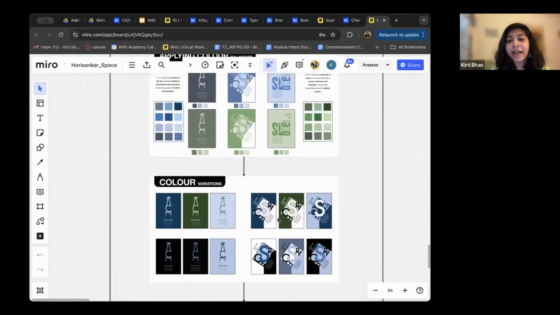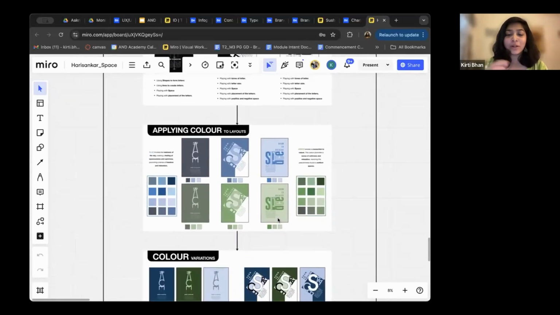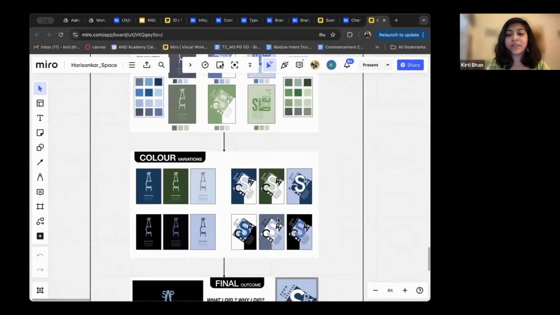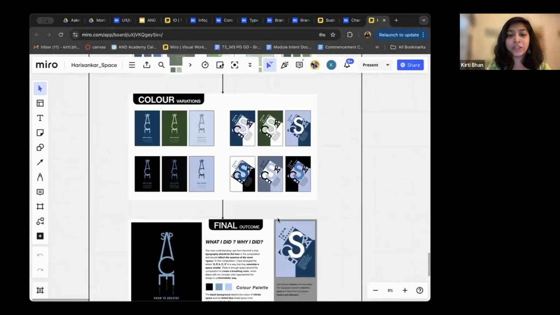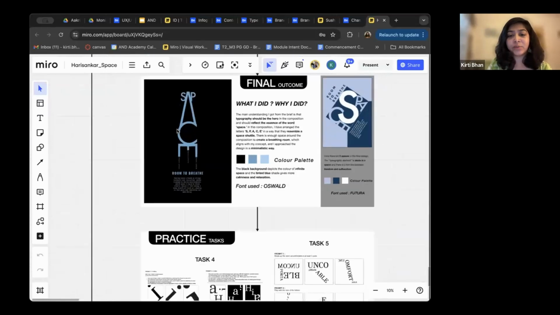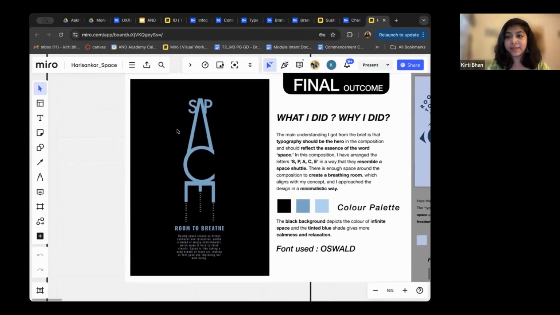Also, you add color, and you do not just pick any color. You align it with your concept. Then you set a color palette. Then you see if it's also aligning with the keyword, with the mood of what your concept is. And yes, this is what the learner has achieved from that sketch that I just zoomed in on here.